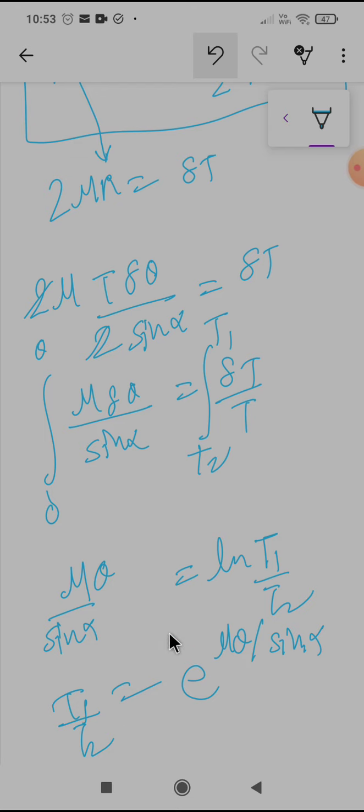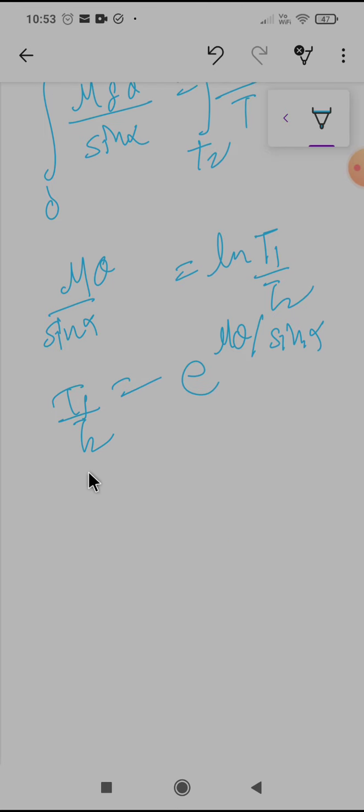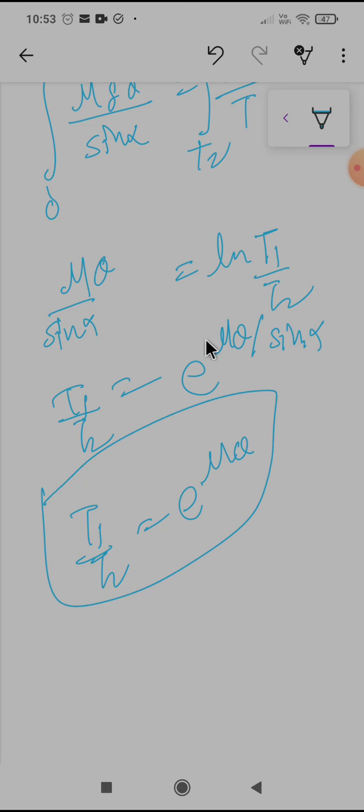So in the flat belt, our formula was T1 by T2 is equal to e raised to mu theta. But for this V belt, we have got an extra term, that is sine alpha. And if you bring sine alpha above, you can write cosec alpha also. So this is the simple derivation which you have to remember. This is for the flat belt, and this is for the V belt. For calculating exam numericals you have to remember this.